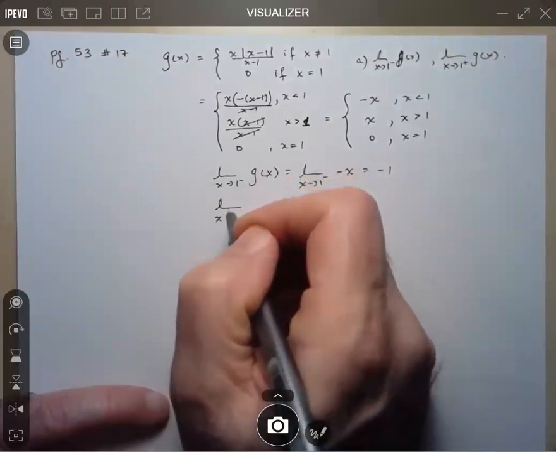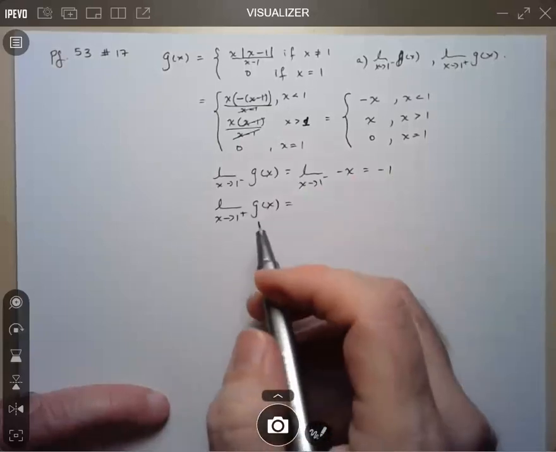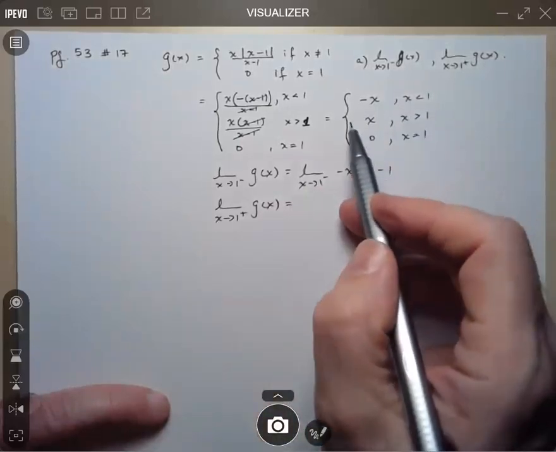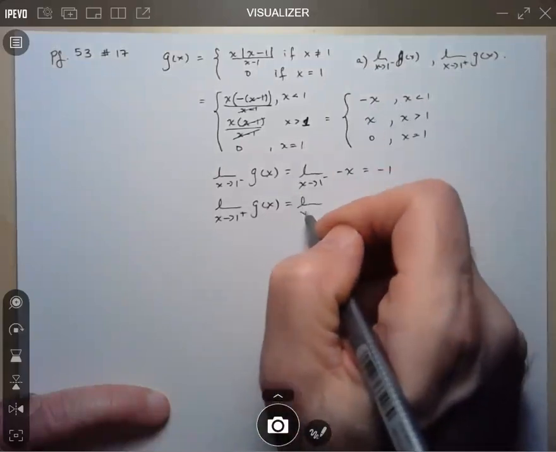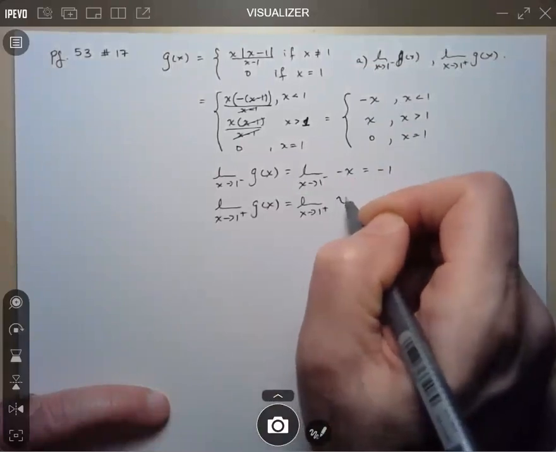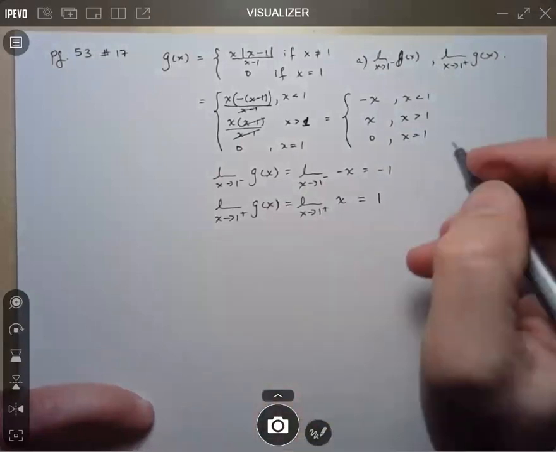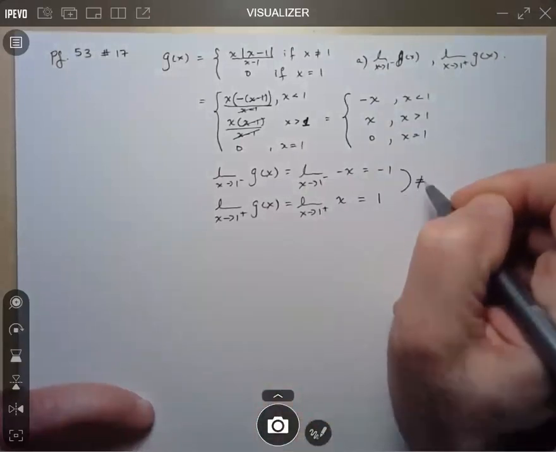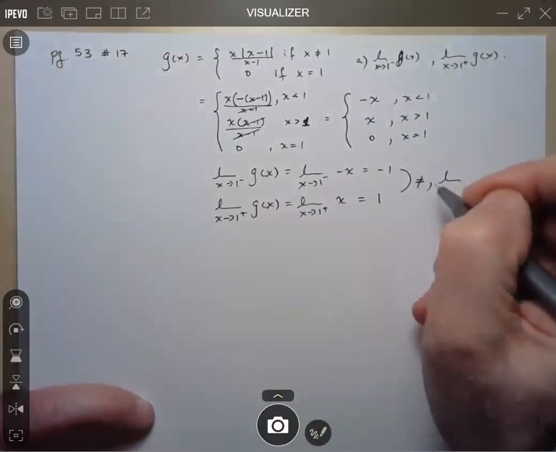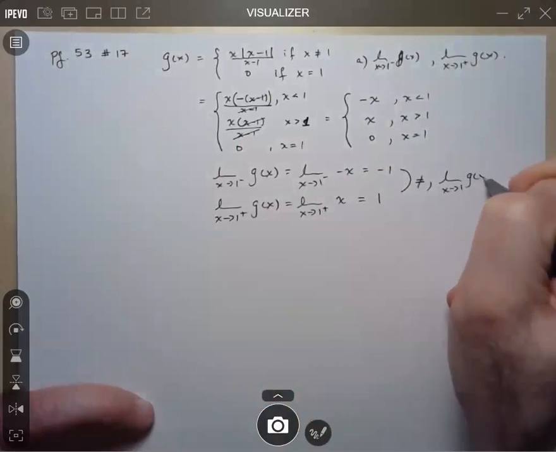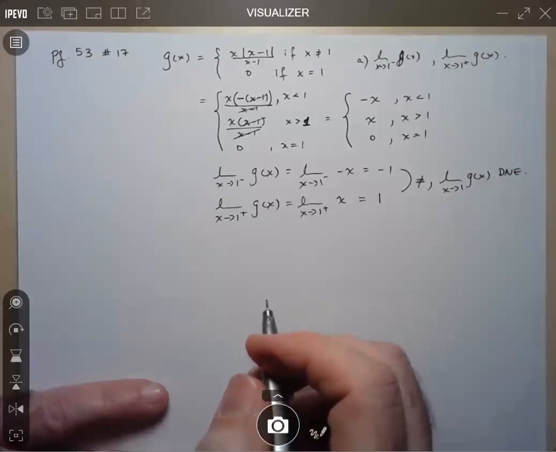Whereas when I look at the right, I'm now interested only in those values for which x is greater than 1. So I'm going to be taking the limit as x approaches 1 from the right of x, and this is going to approach 1. And so we see here that because these are not equal, the limit as x approaches 1 of g of x does not exist, because it's not approaching the same value.